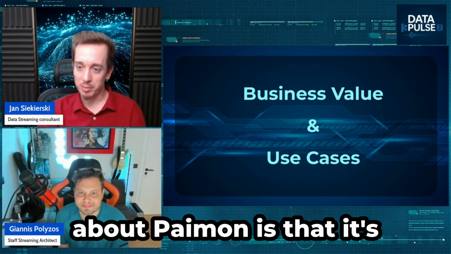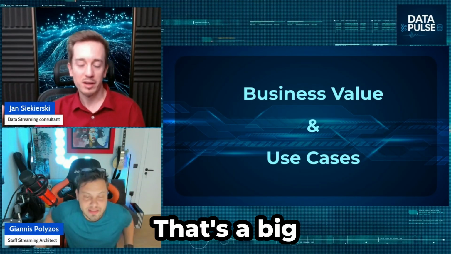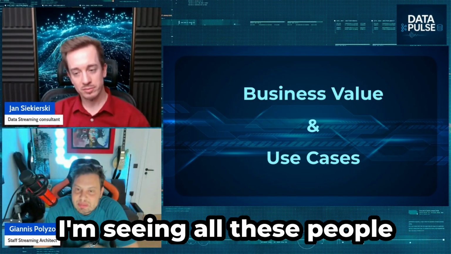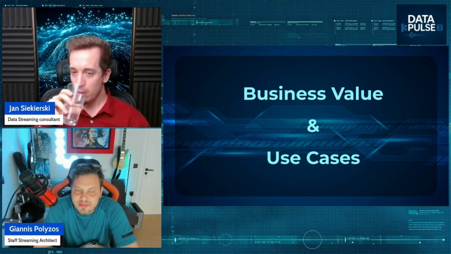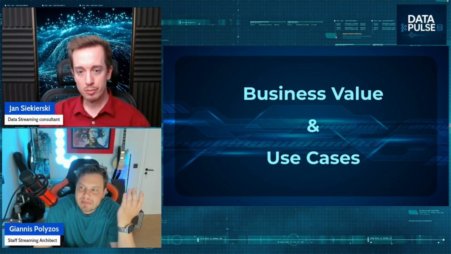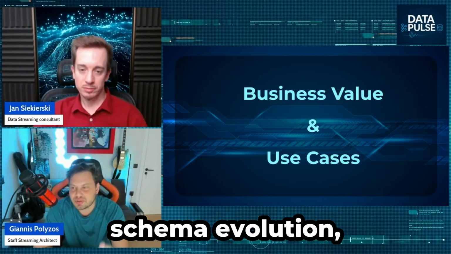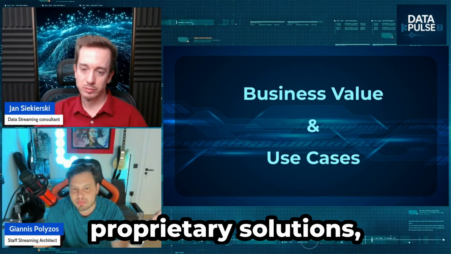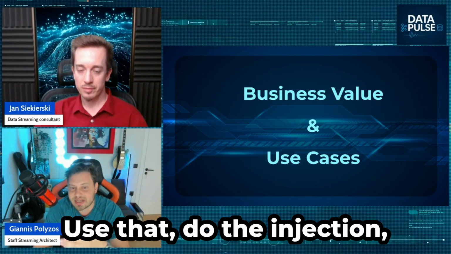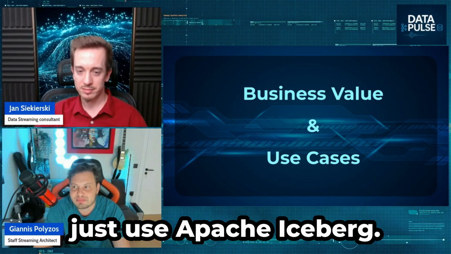The really cool thing about Paimon is that it's compatible with Iceberg for reads, right? So that's a big thing you raised there, because most of the time I'm seeing all these people trying to over-engineer for the upserts or the change data capture or the schema evolution. I'm like, it's a single line command with Paimon. Just run this thing. It takes care of the schema evolution, not just with Kafka, with some proprietary solutions, but also with databases. Use that, do the ingestion, it's high throughput, it has schema evolution, and just use Apache Iceberg.